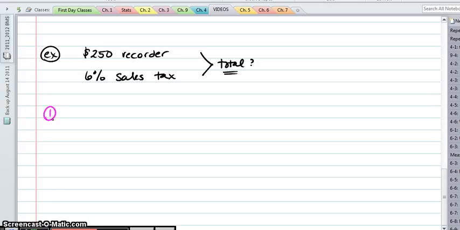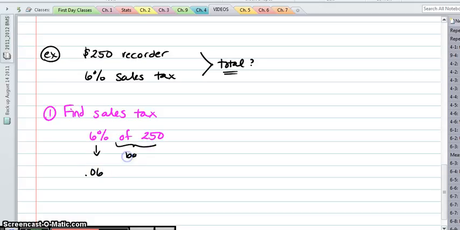So 6% sales tax. First, you might want to find the sales tax. And how would you do that? Well, you're answering the question, what is 6% of 250? So 6% of 250. How do we set that up? Well, again, I'm going to use the percent equation. I'm going to change 6% into its decimal form. Of 250, that's my base.